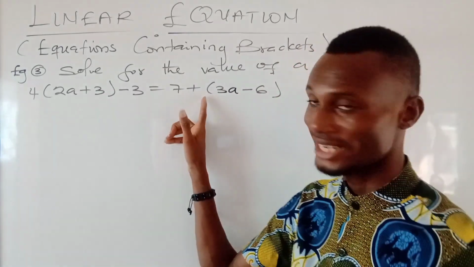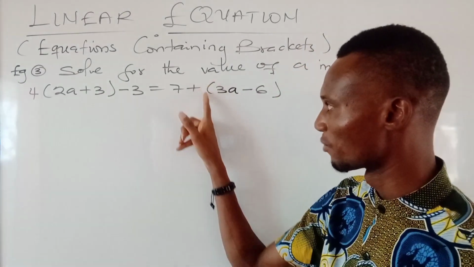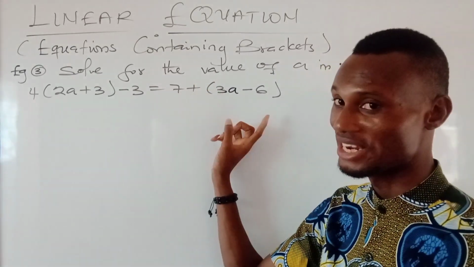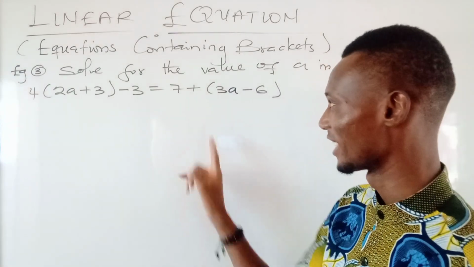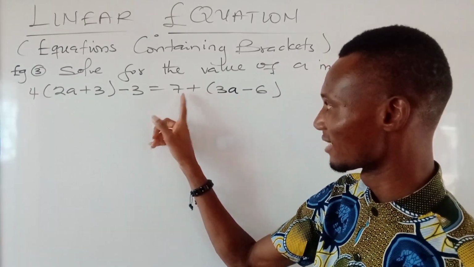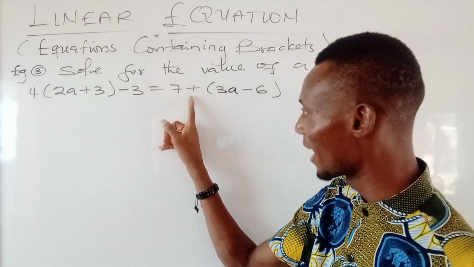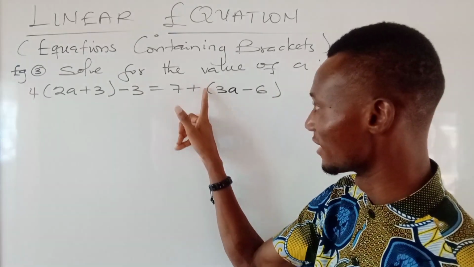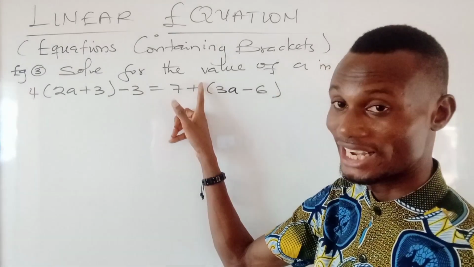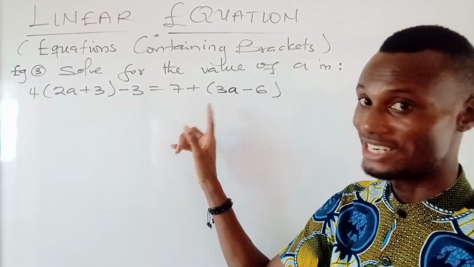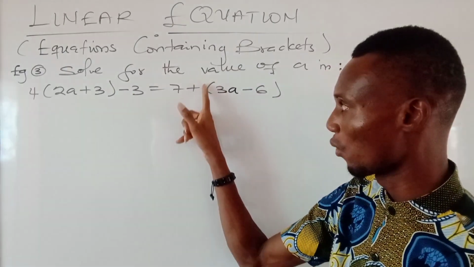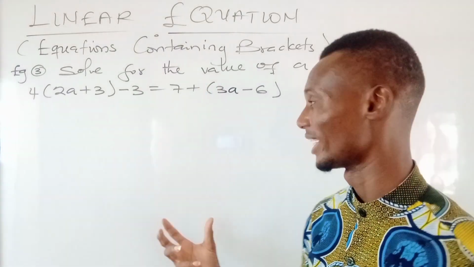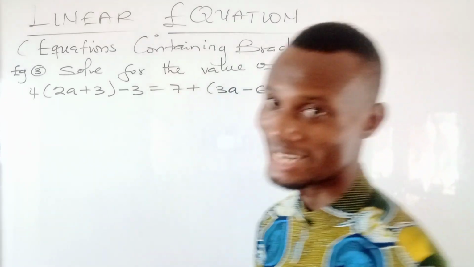Now when we come here, what is in front of this bracket is 1. Please, it is not 7 that is going to open the bracket. Please don't make that mistake. Because there's an addition sign here, it is 7 plus into brackets 3a minus 6. So what is in front of this bracket is positive 1. I've explained that when there's nothing there, it means what is there is 1. So it is positive 1 that will open the bracket, and not 7. Let's go ahead and tackle the question.